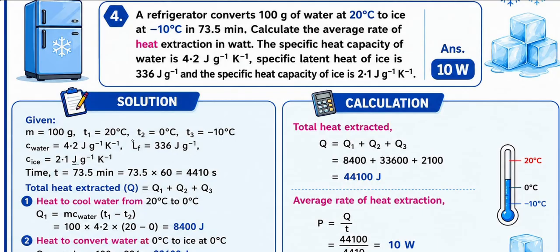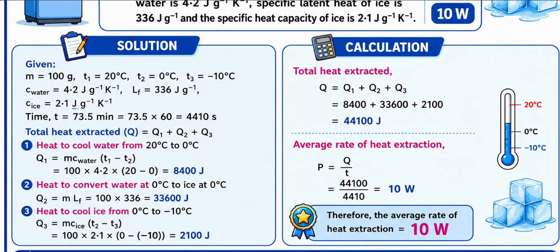Now in this question, total heat extraction will be completed in three stages: Q1, Q2, and Q3. Let's see what these three stages are. In the first stage, heat will be extracted to cool water. Initially water was at 20 degrees Celsius, and in cooling, whatever heat is extracted, this is the first stage of heat extraction, from 20 degrees Celsius to 0 degrees Celsius.